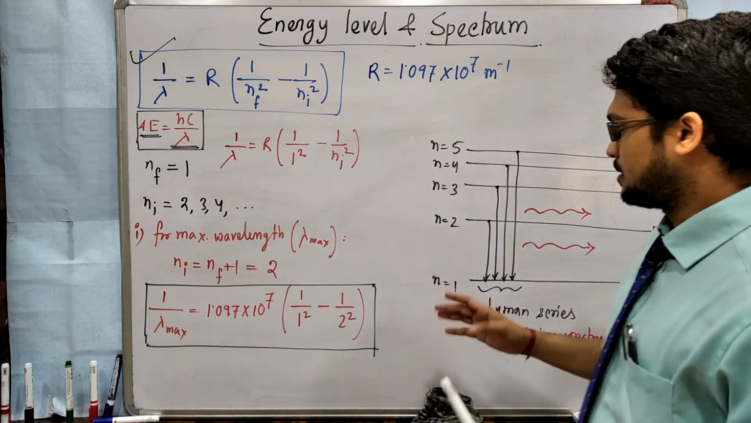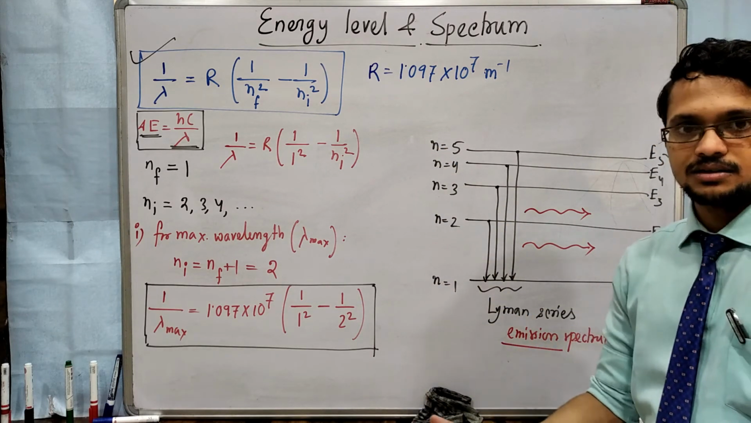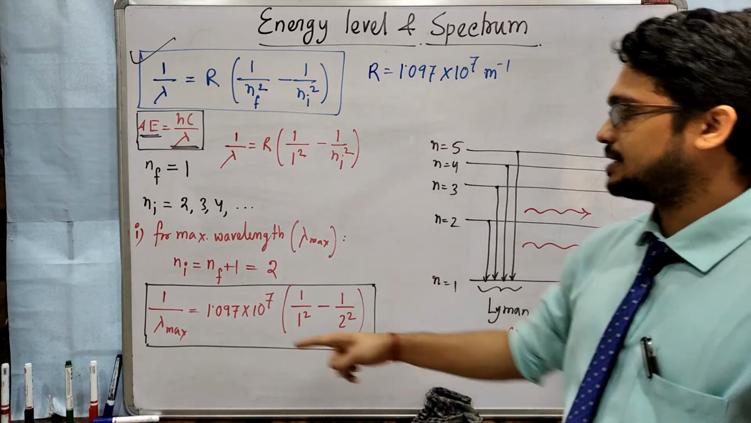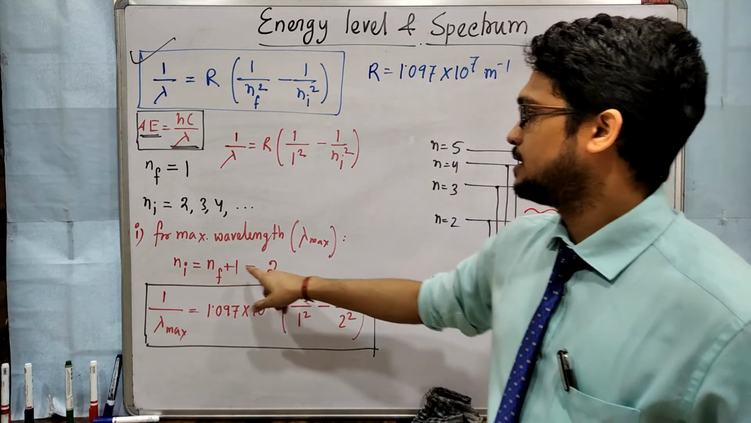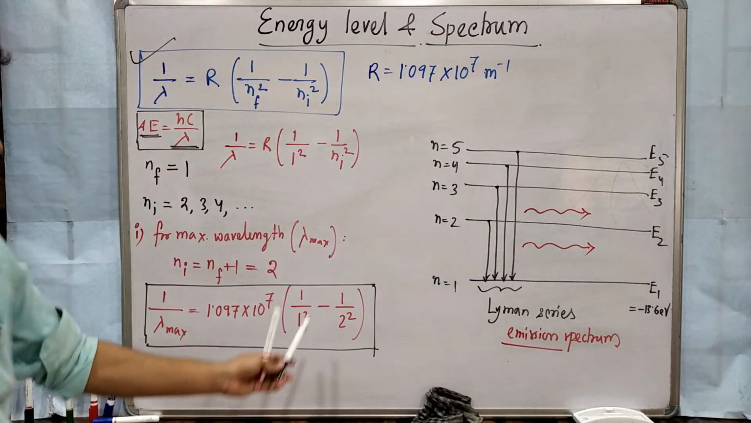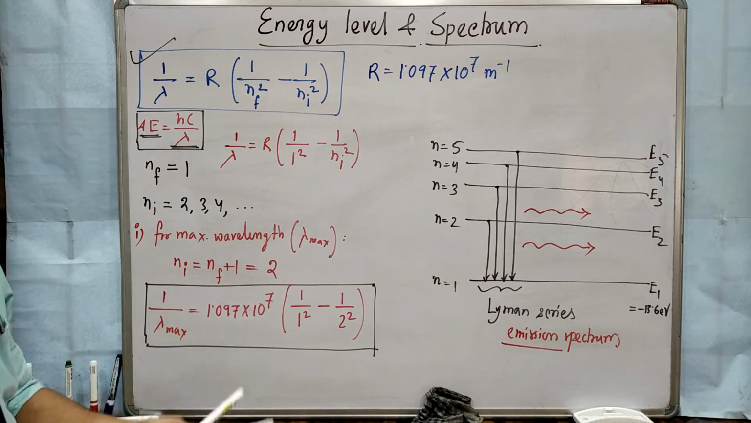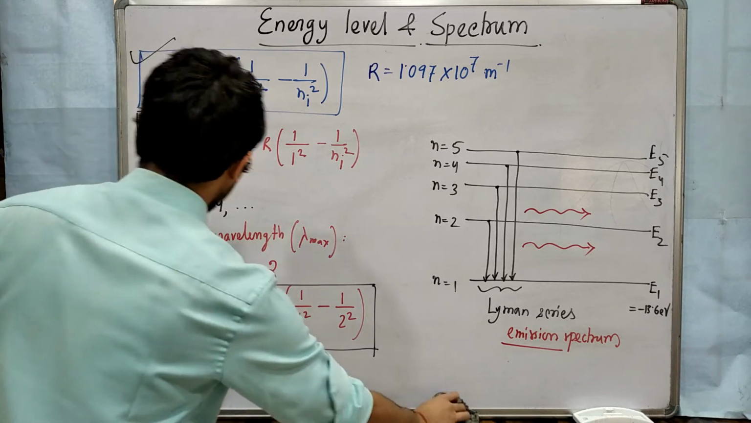Next we will discuss, after Lyman, Balmer, then Paschen. In every case ni will be nf plus 1 for maximum wavelength. Clear? You will calculate, I am not calculating it here. Lambda max you will get in meters, because it is in meter inverse, then convert it into angstrom or nanometer. Clear? This is maximum. Now minimum.